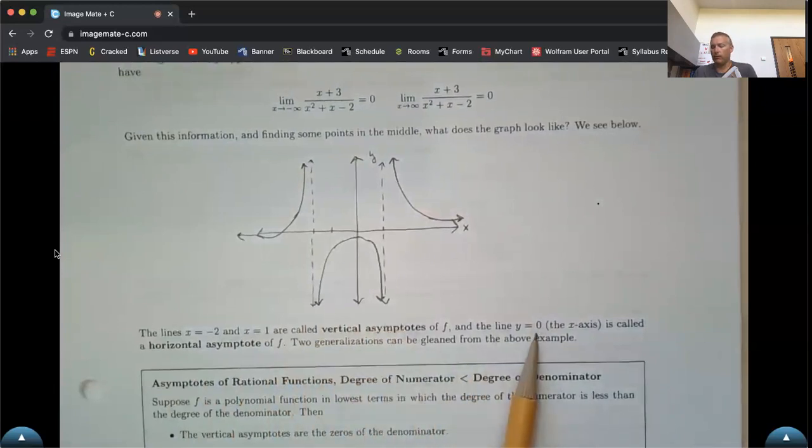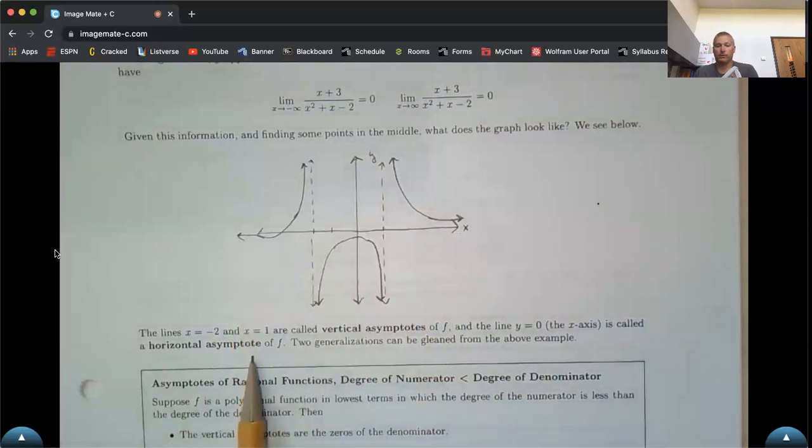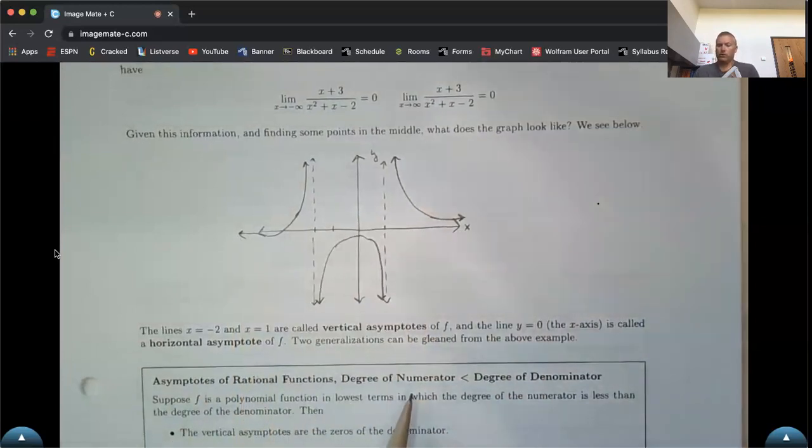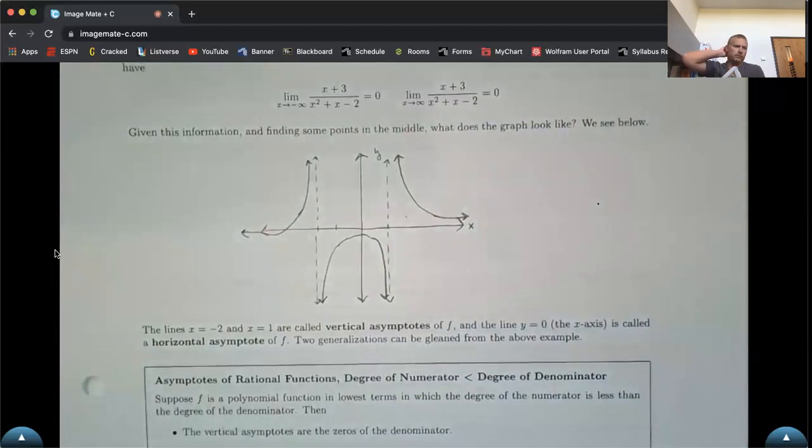And in this case, the line y equals 0, which is the x-axis, is called a horizontal asymptote of the function. So horizontal asymptotes are the end behavior of a rational function. They represent the number that the function approaches as time goes on. It is possible that we don't approach just some number, as we'll see later.